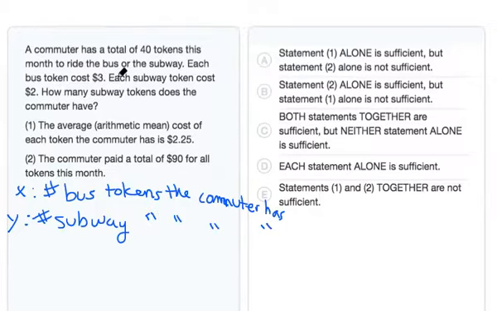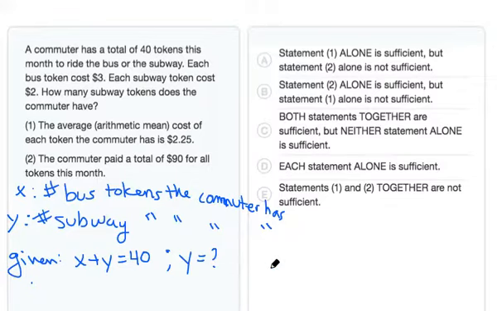So from the actual equation, we're given that X plus Y is equal to 40, since he has a total of 40 tokens this month. We need to determine the value of Y. So the question asks us, what is the value of Y?